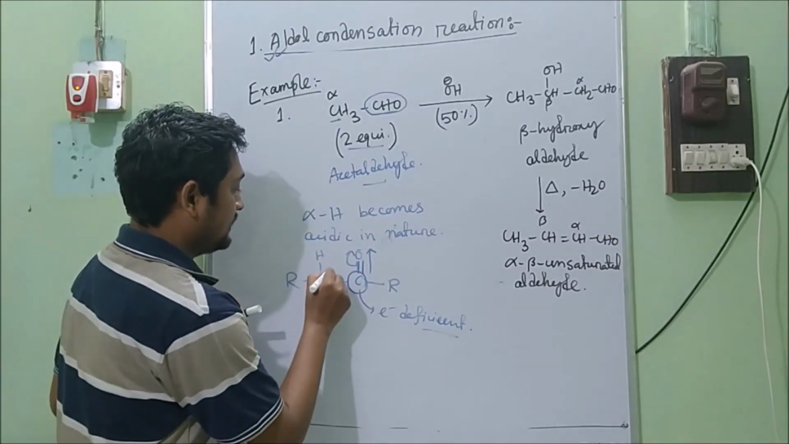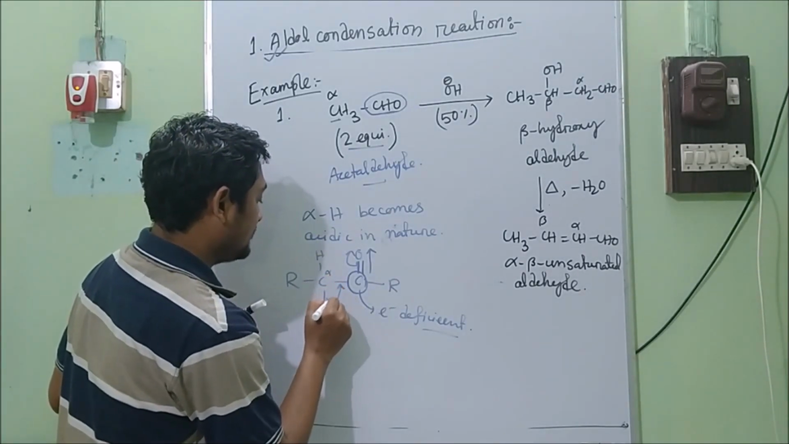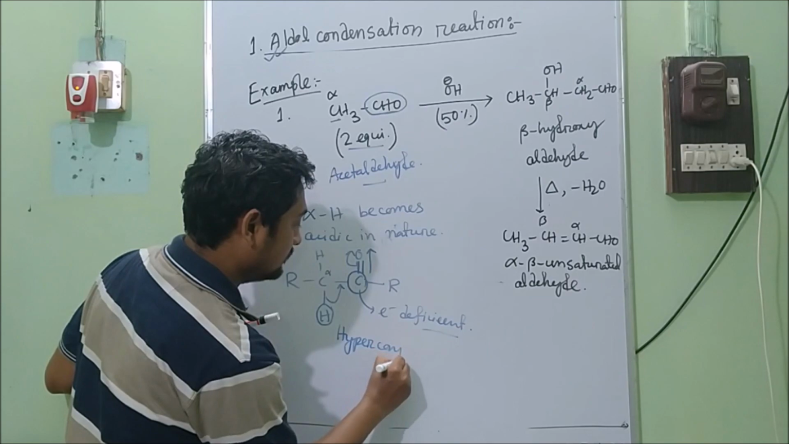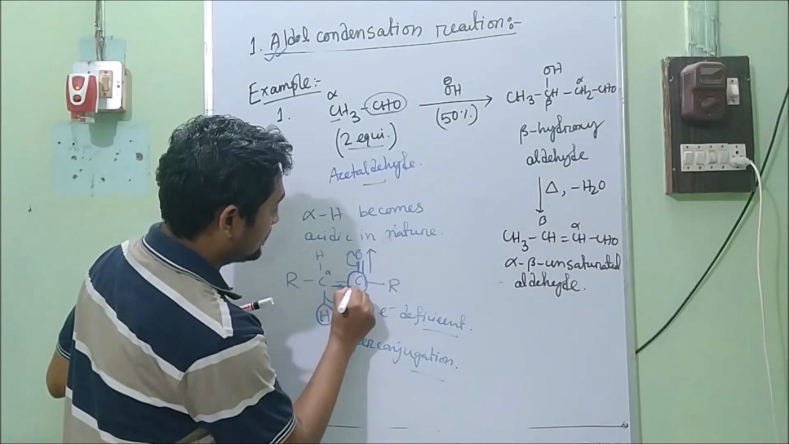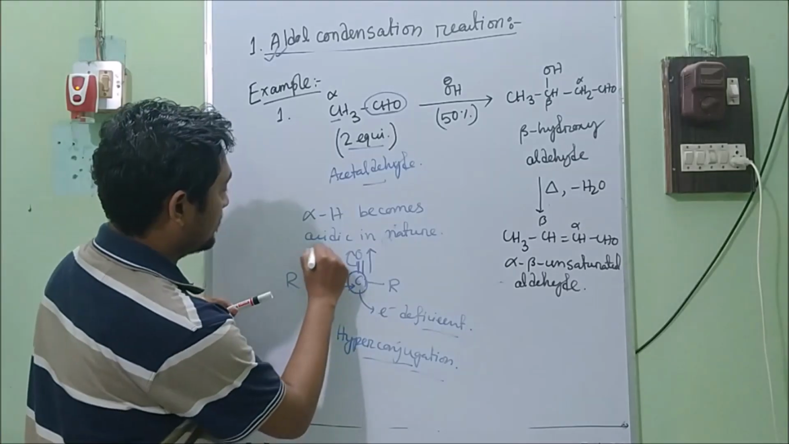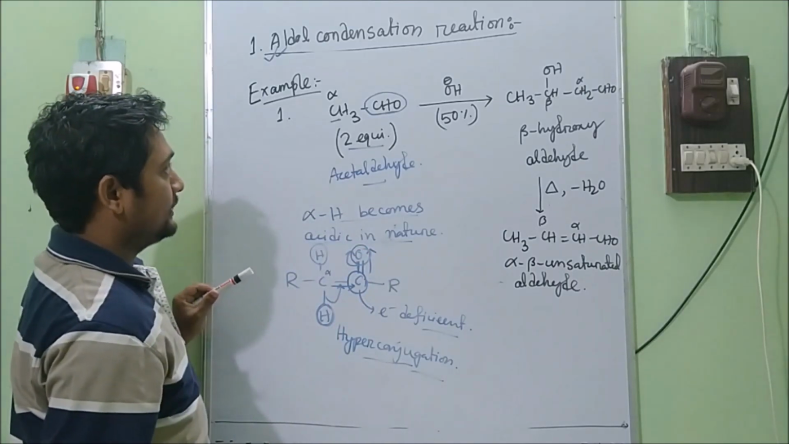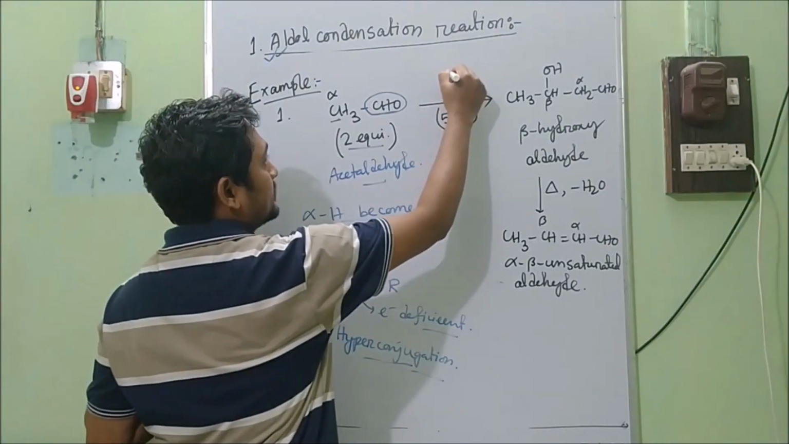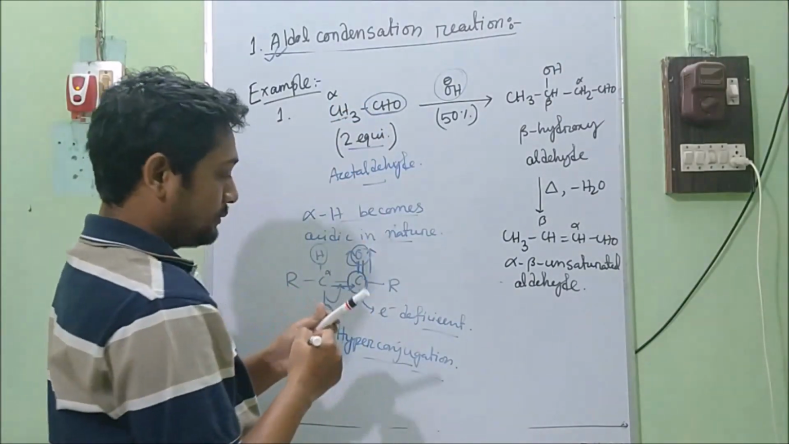So by hyperconjugation, the alpha hydrogen will give electrons to this carbon. So this alpha hydrogen, this one or this one, becomes acidic in nature because of this carbonyl group. That's why alpha hydrogen is needed for this reaction. Now the base will take this alpha hydrogen. How? I am showing the mechanism.